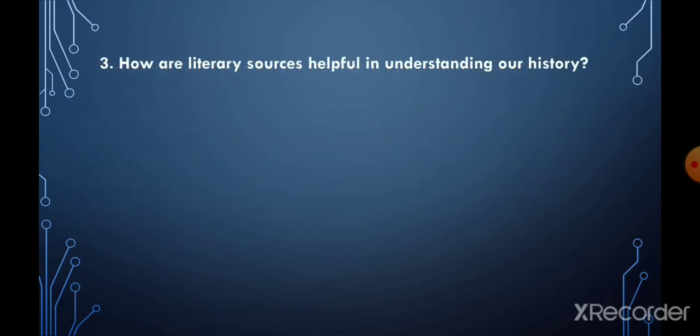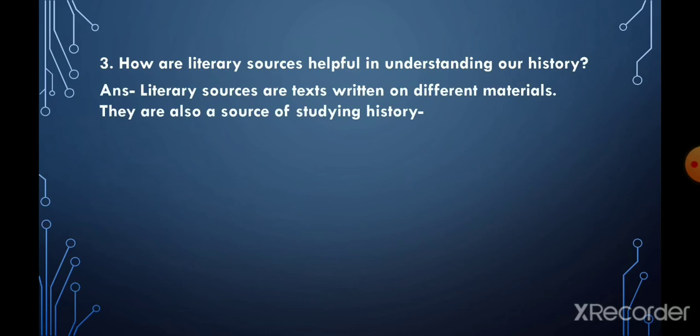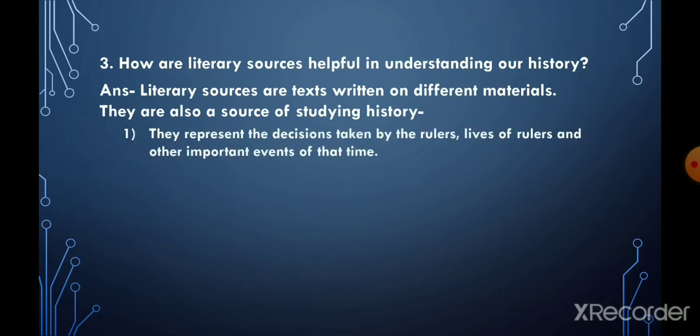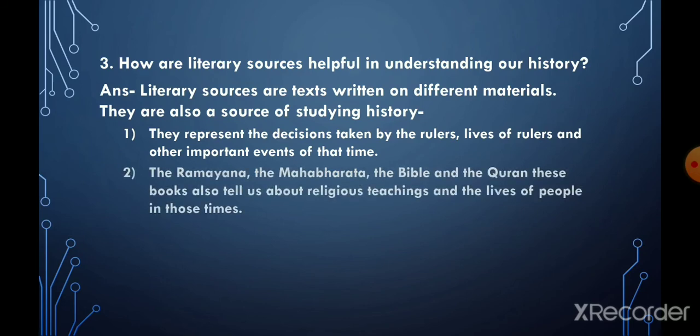Number 3. How are literary sources helpful in understanding our history? Answer. Literary sources are texts written on different materials. They are also a source of studying history. 1. They represent the decisions taken by the rulers, lives of the rulers, and other important events of that time. 2. The Ramayana, the Mahabharata, the Bible, the Quran.